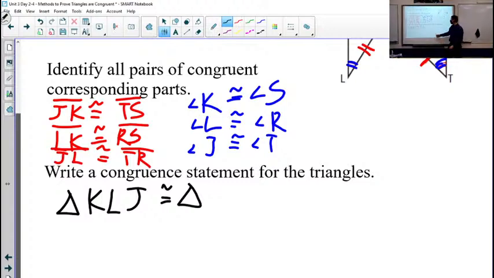And since I wrote K first, what angle did we say K lined up with? S. So since we wrote K first, we have to write S first. We have no other choice. L, we said, lined up with R. So we have to write R second, since L was second. And then J was last, so that means T is last.